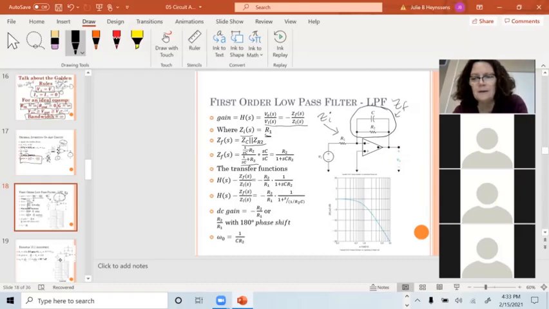I immediately get rid of the improper fraction part by multiplying by these denominators. I'm just going to multiply that whole fraction by SC over SC. That's just like multiplying by 1. And when I do that, my SC cancels out in the numerator. I get R2, and it cancels out in the denominator, and I get 1 plus SC R2. So there's the transfer function.